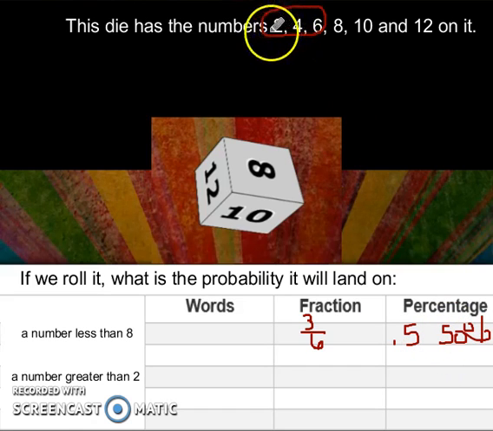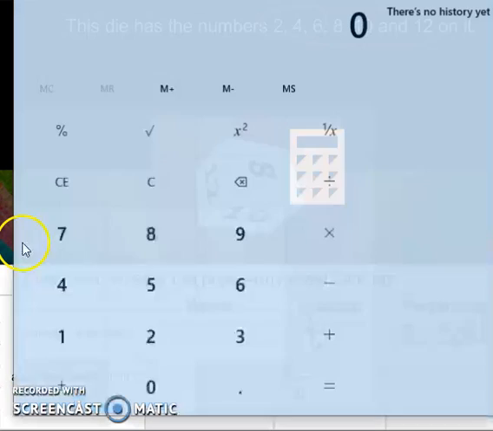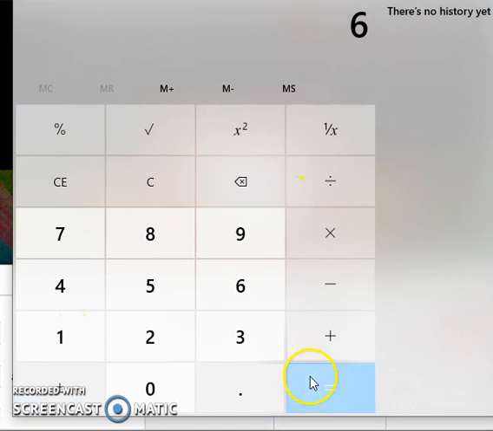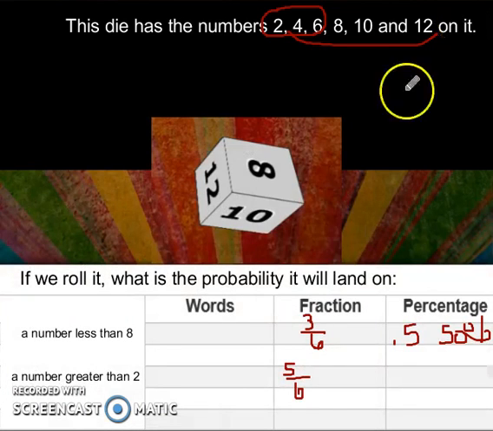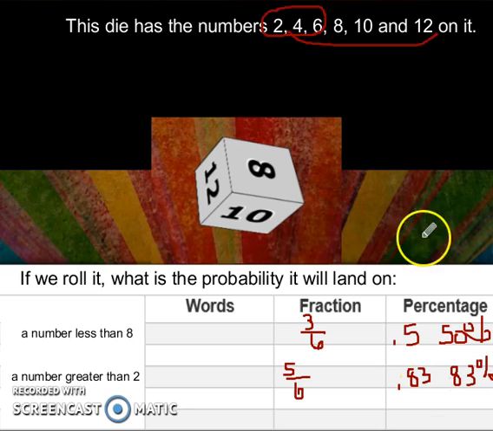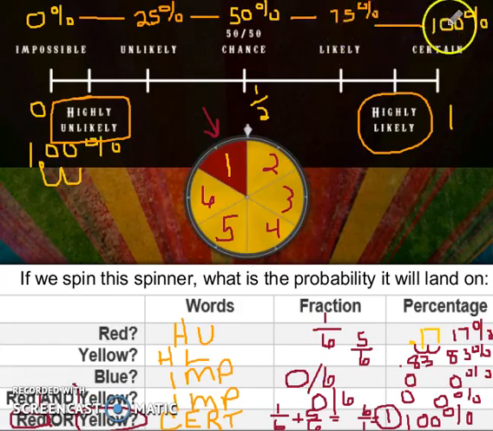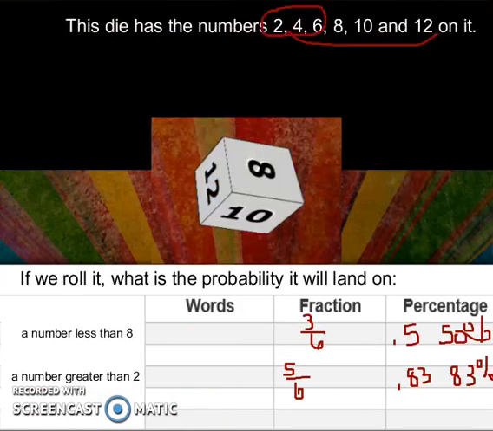How about a number greater than 2? Well, all of these are greater than 2. 1, 2, 3, 4, 5. I know there's 6 altogether. I know that there's 5 that are greater than 2. So I have a 5/6 chance. When I divide that on my calculator, 5 divided by 6, I get that 0.833 again. When I move that decimal point over 2 places, I get 83%. I know if it's between 75 and 100, it's highly likely. So I'm going to call that highly likely, and the number less than 8 is a 50-50 chance.